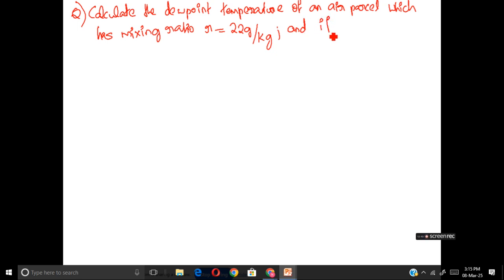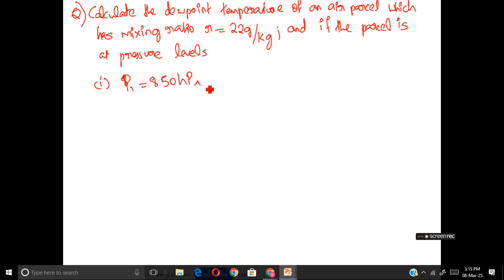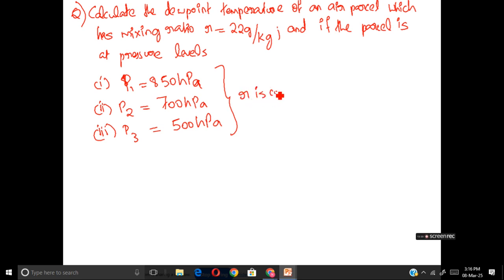And if the parcel is at pressure levels, first one is at the pressure level P1 of 850 hectopascal, then 2 that is at a pressure level P2 of 700 hectopascal, then 3 that is at a pressure level P3 of 500 hectopascal, and R is constant, 22 gram per kilogram. Okay.